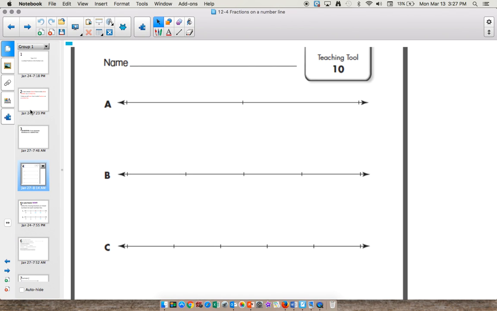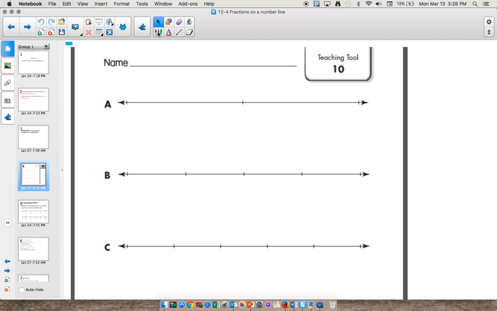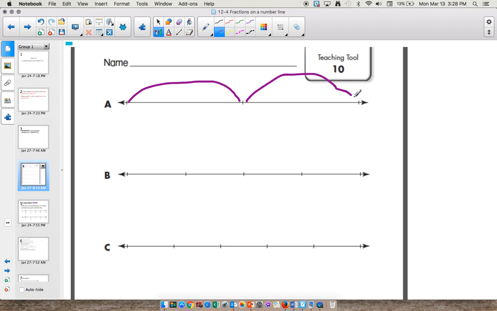Here's an example of what a number line looks like. Okay, let's start with A. A has 3 tick marks: 1, 2, 3. That doesn't mean that it's divided into thirds. I need to look at the sections it has. So it has one section right here and another section right here. That means this is divided into halves. So the 2, since there are 2 sections, is my denominator.